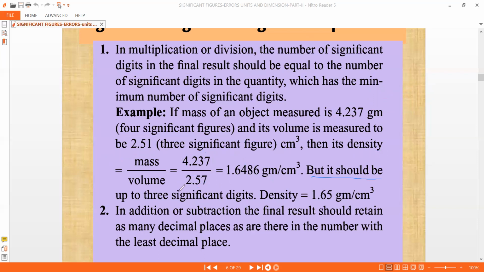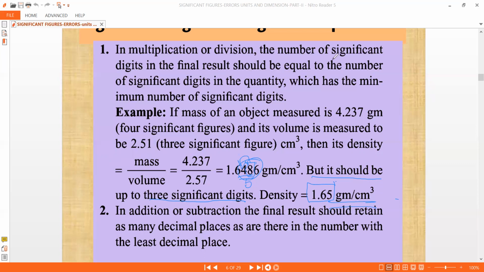But it should be, now you see, 3 significant figures only. So the density you will write as 1.65. How do we write this 1.65? See, this number 8 is more than 5, so this 4 can be rounded up to 5. So 486 is close to 5, so this entire thing will be made to 5. 1.65 gram per cc is what the measurement reported over here.